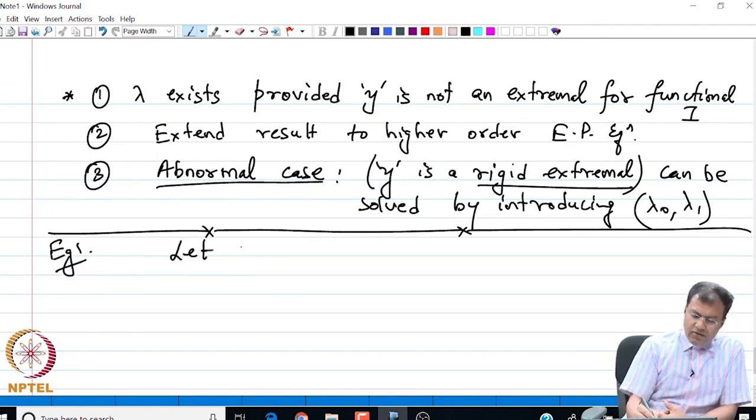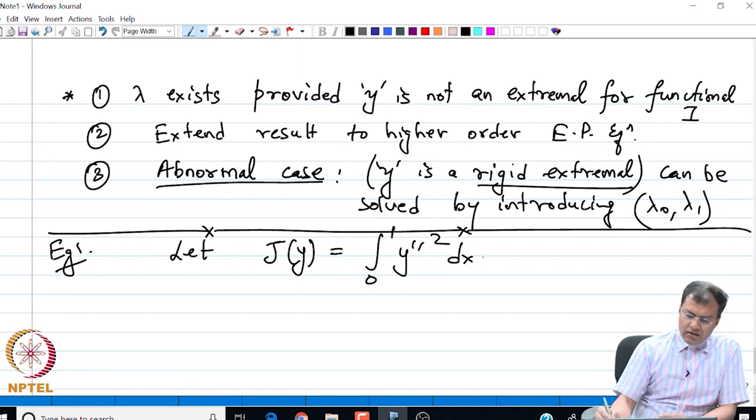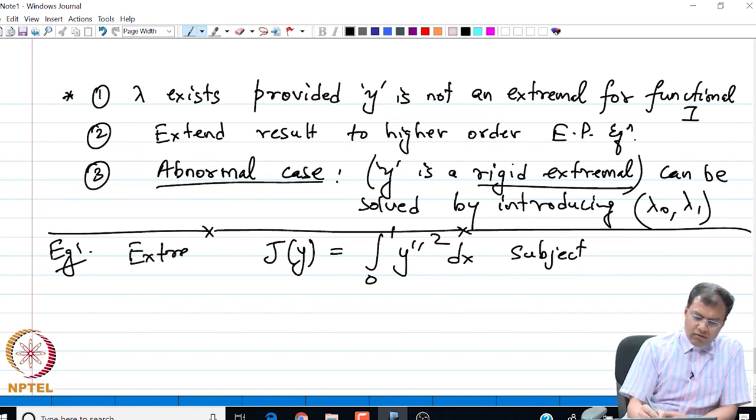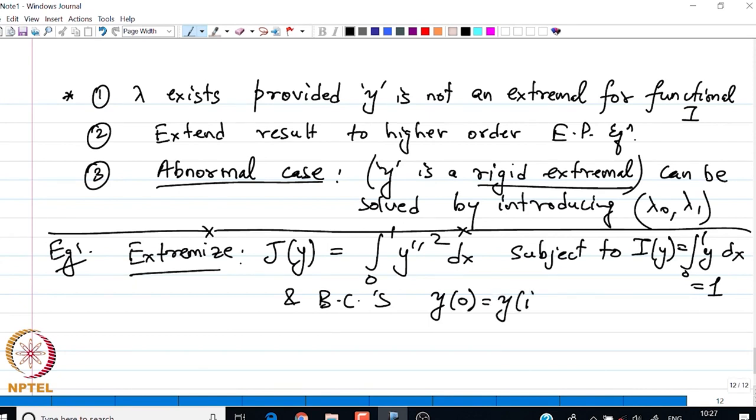The example I have in mind is the following. We have the given functional, the integral from 0 to 1 of y double prime squared dx, which we are trying to extremize, subject to I of y, the integral from 0 to 1 of y dx, equal to 1. This is my isoperimetric constraint with fixed value, and I also have the boundary conditions y of 0 equals y of 1 equals y prime 0 equals y prime 1 equals 0. So, four boundary conditions.